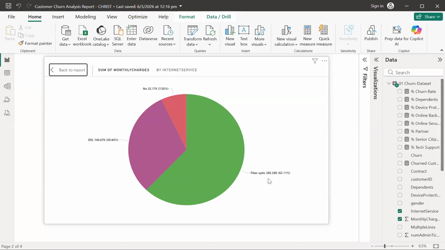The second important thing, guys, which you can observe is that 30% of the total revenue, or of the total monthly charges, is coming from the customers who are using the DSL internet service. Whereas 62.1%, or let's say 60%, of the total monthly charges is coming from the customers who are using the fiber optic internet service. So over here you can see again the same thing: the money is two times greater than whatever is there for the DSL internet service.